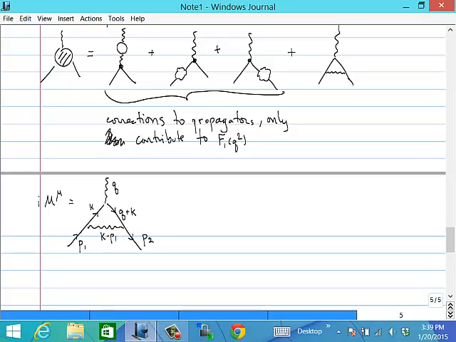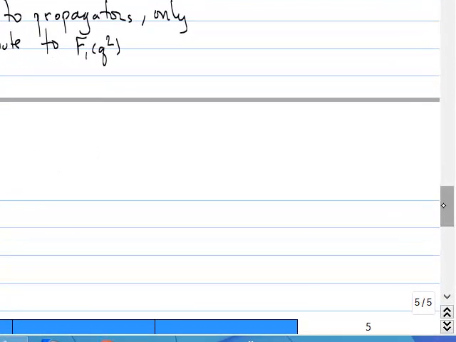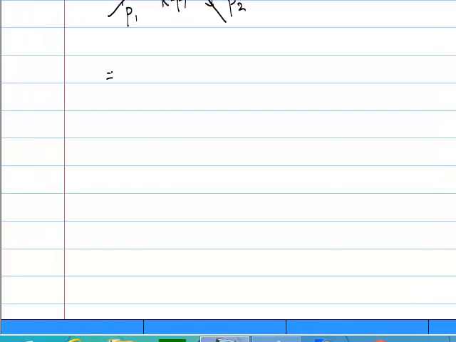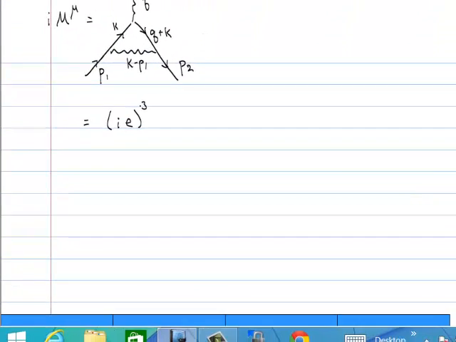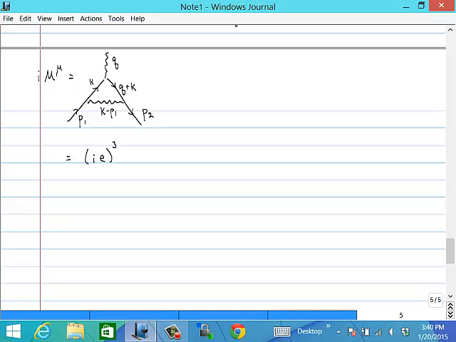Now it's a straightforward exercise to go ahead and write down this diagram using our Feynman rules. So I'll just go through this rather quickly as sort of an exercise in using some of the computational techniques that we have been introducing over the last few weeks. So what do you get? It's going to be a rather lengthy expression. So you get 3 powers of E, because there are 3 electron interaction vertices. You have to integrate over the undetermined loop momentum K.